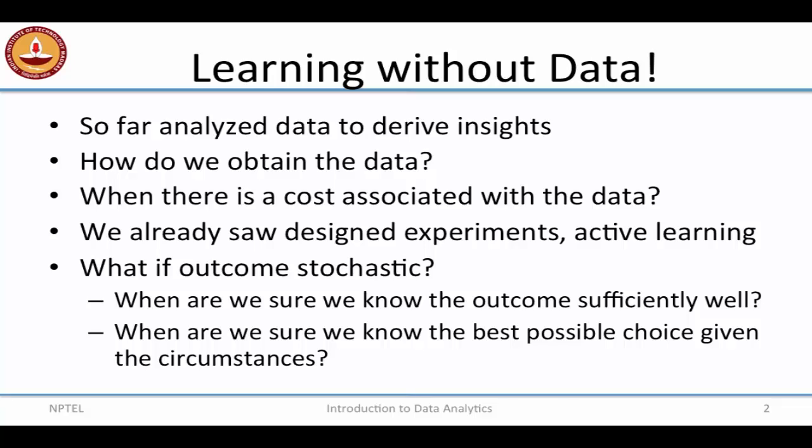So when are we sure we know the outcome sufficiently well for us to treat it as a proper data point? And when are we sure we know the best possible choice given the circumstances? Suppose there are multiple recommendations that you can give to a patient, and each of these could have an uncertain outcome. So how are you sure, A, what is the outcome, B, which among the outcomes is the correct one? So how do we go about answering this question?